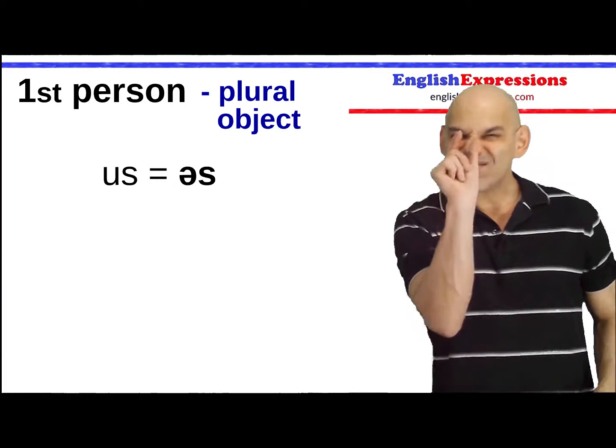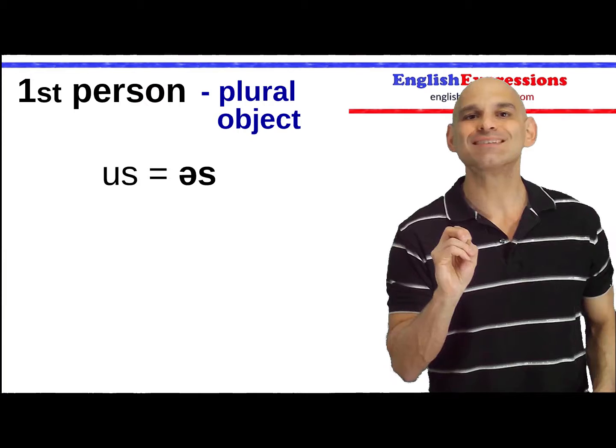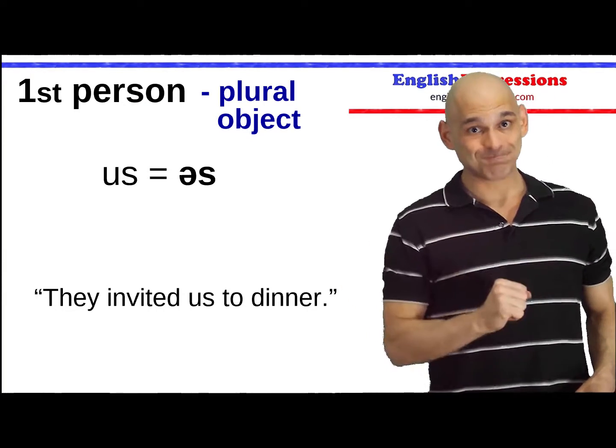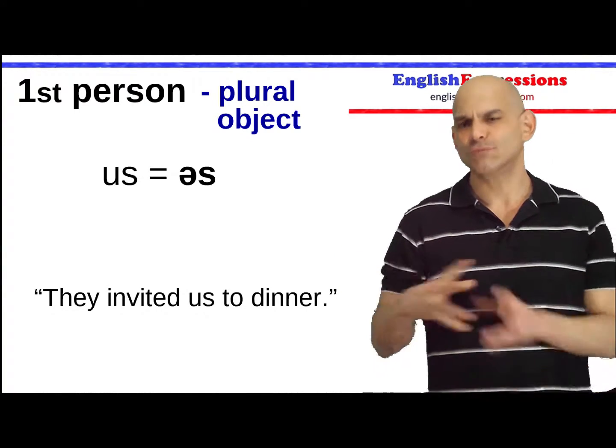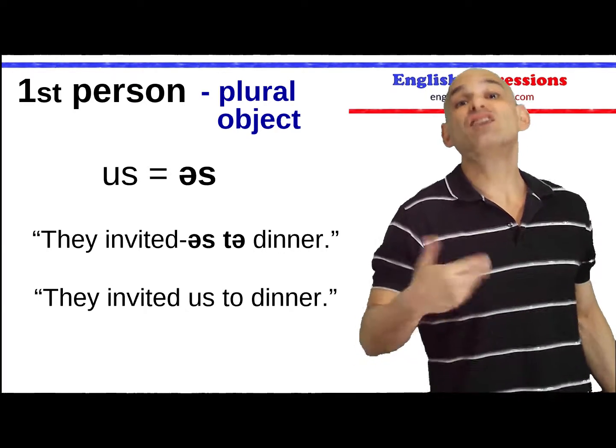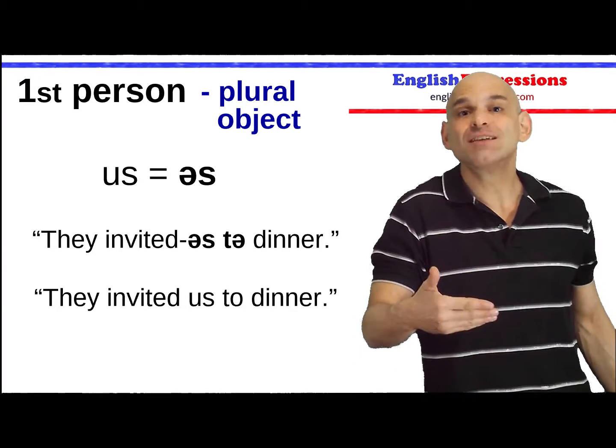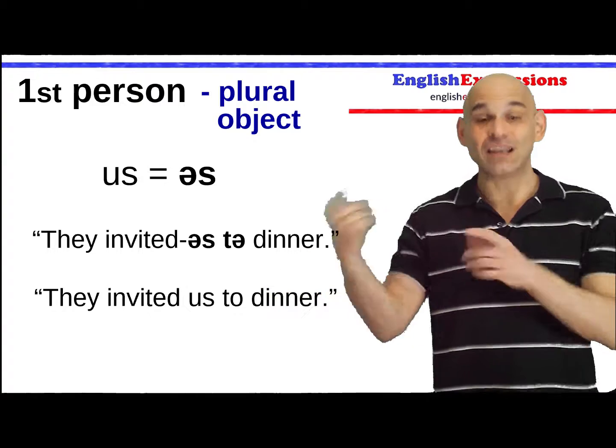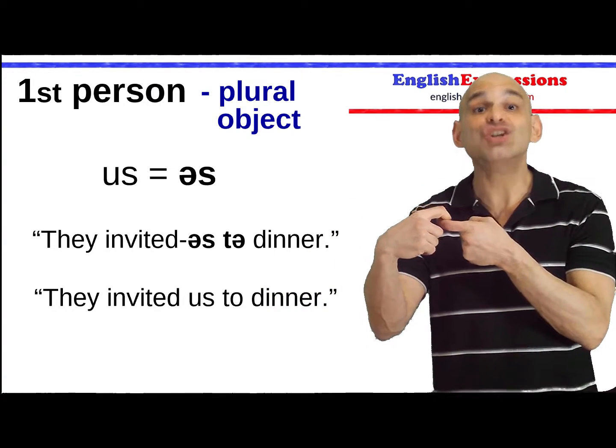Except schwa is very short. Us. They invited us to dinner. A native English speaker wouldn't say that. It's too long. They invited us to dinner. They invited us. Okay? So notice how the D links onto the schwa in us.